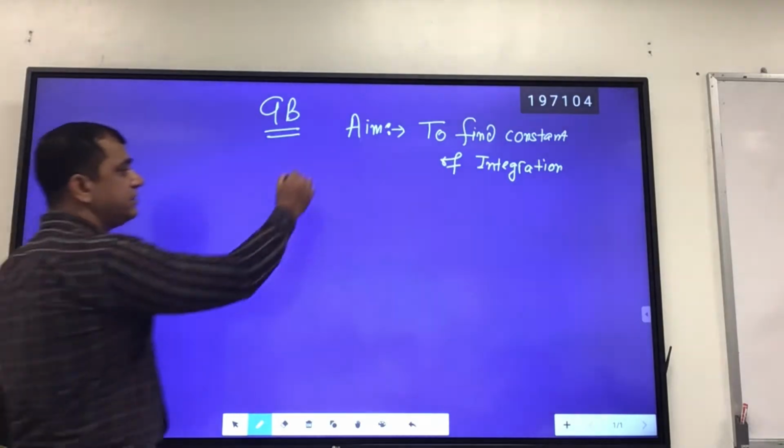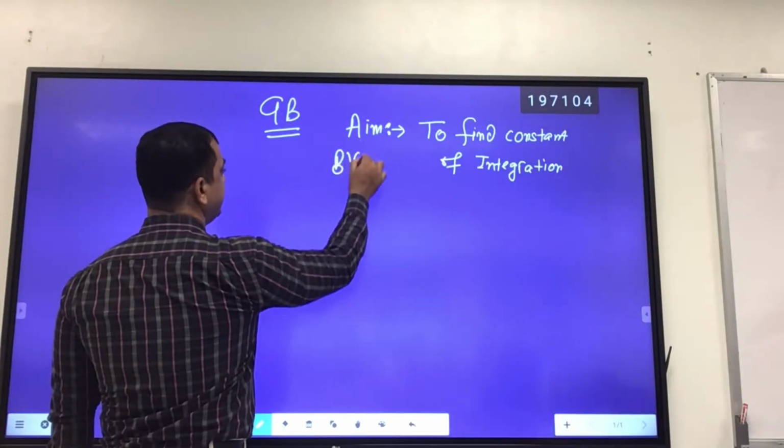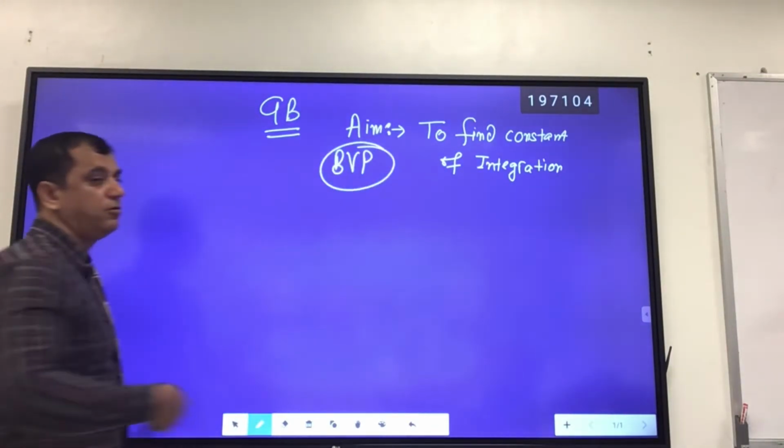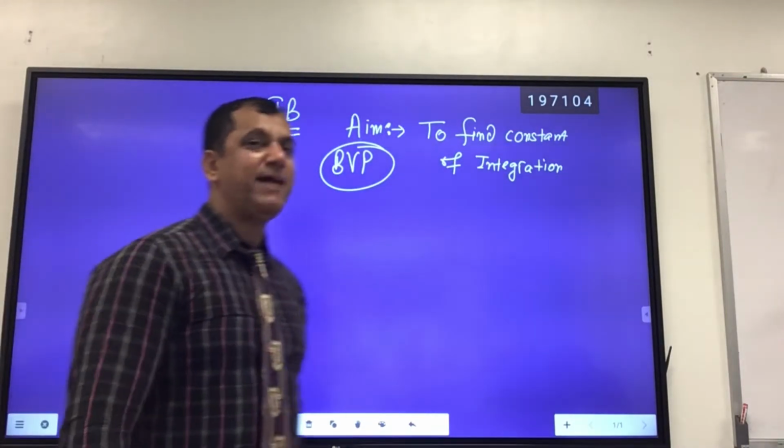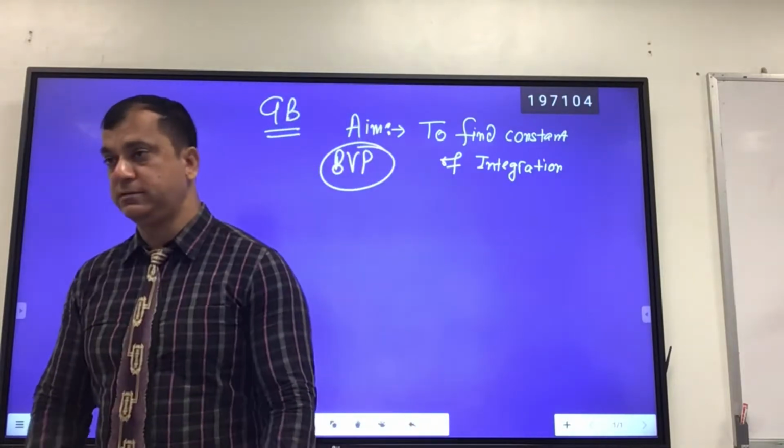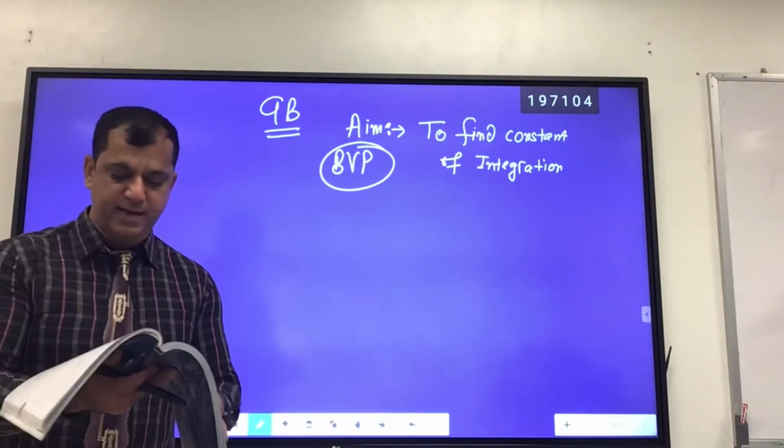We call this BVP, boundary value problem. Means we are given some conditions. By using those conditions, we can find the value of the constant. Example, exercise 9b.